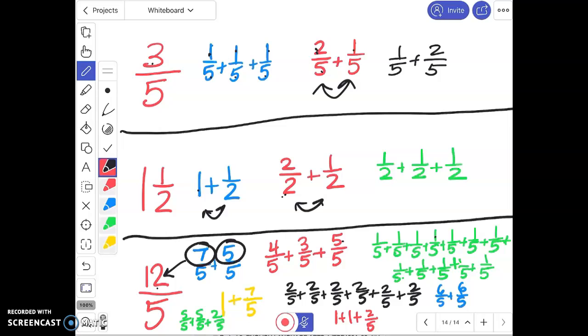1 plus 1 plus 1, and so on, twelve 1s, equals 12. 5 plus 5 plus 2 equals 12. 2 plus 2 plus 2 plus 2 plus 2 plus 2 equals 12. 6 plus 6 equals 12.